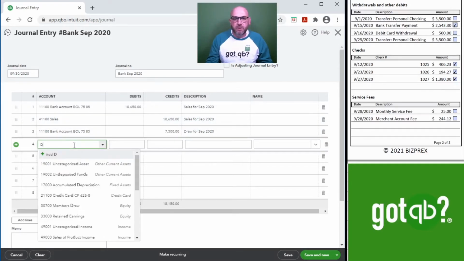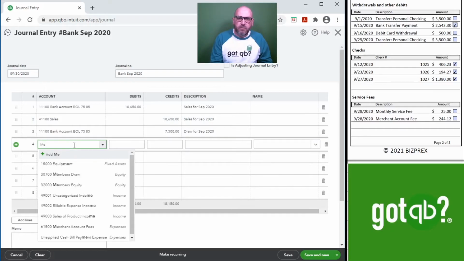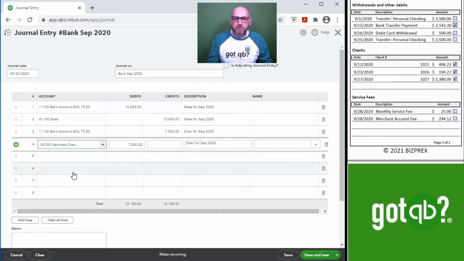What else has happened? Well, we have to hit our equity, member draw in this case, right? Member draw is an equity account, even though I know it's counterintuitive. As I mentioned, it's kind of like accumulated depreciation. Still, it's an equity account, and equity is reduced when it is debited. And it makes sense, right? We take money out of our business, we reduce ownership in the business, right? So in this case, we took out 7,500, and therefore we reduced our ownership by 7,500.